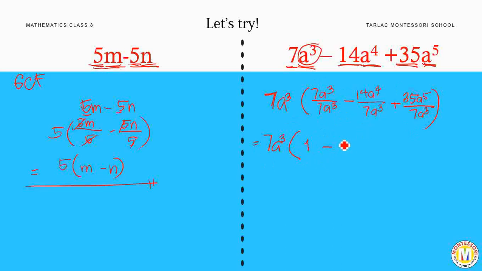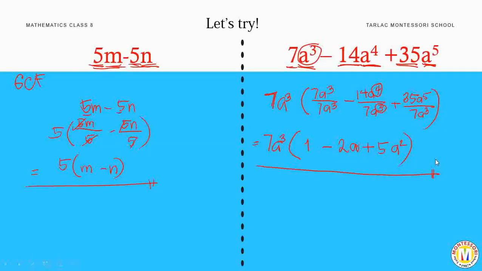14 divided by 7, that would be 2. A raised to 4 divided by a raised to 3, that would be a. What we did here is we subtract the exponents, since it's a rule that when we divide, we subtract exponents. Plus, what? 35 divided by 7, that would be 5. A raised to 5 divided by a raised to 3. Since we're going to subtract the exponents, we'll be left with a raised to 2. So this will be your final answer for that one.